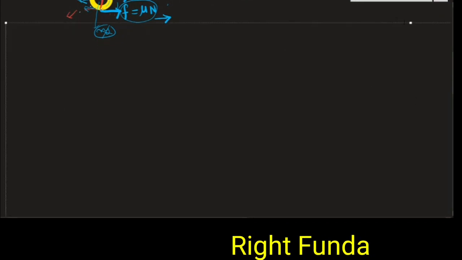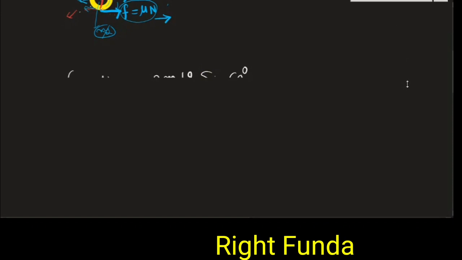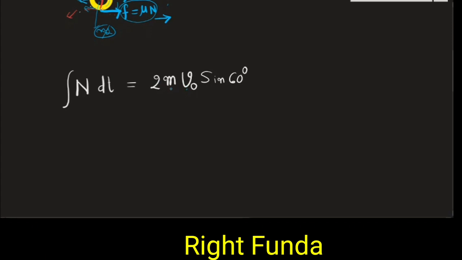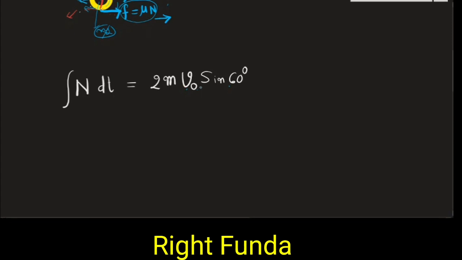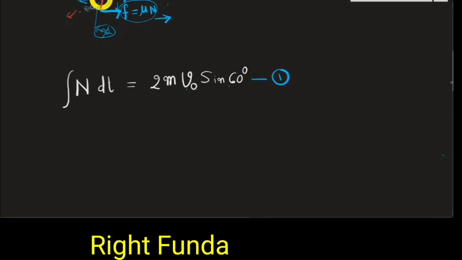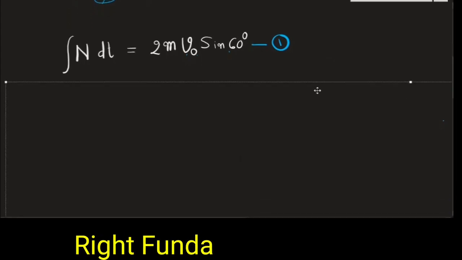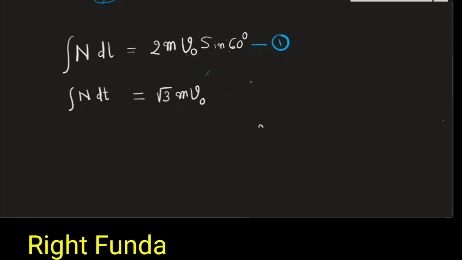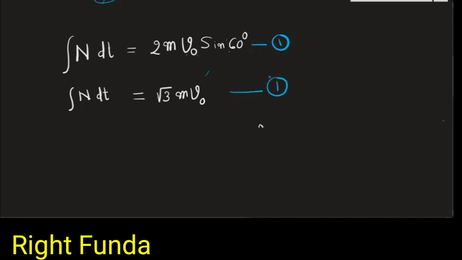What can be written? First, the integral of N dt is equal to the change in momentum. The change in momentum: m v naught sin 60 in the minus j cap direction was there, and it becomes m v naught sin 60 in the j cap direction. So the change is equal to 2 m v naught sin 60. We call this equation number 1. Then, substituting root 3 by 2, we get the result, which I call equation number 1.